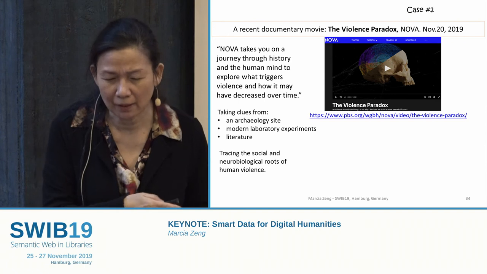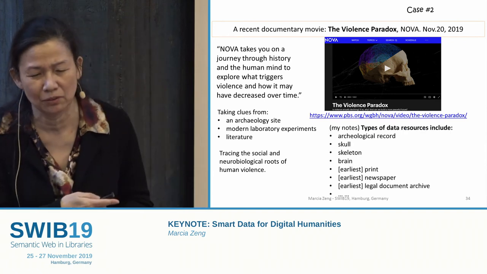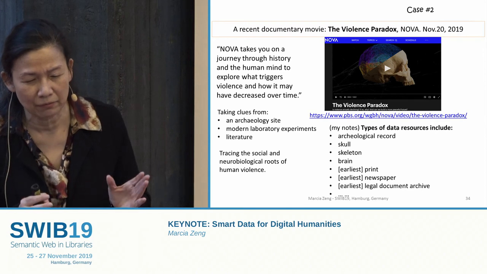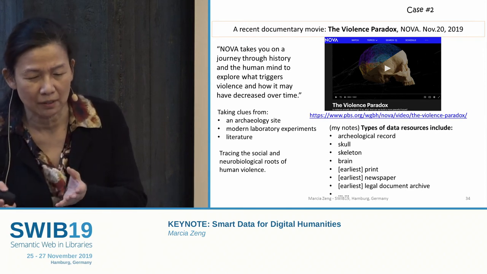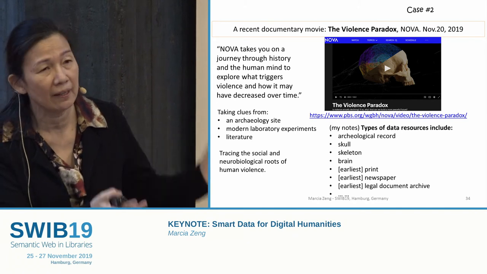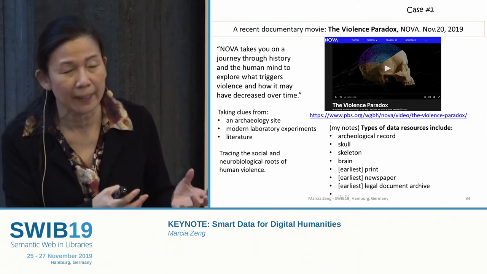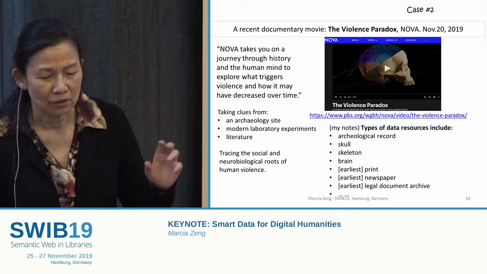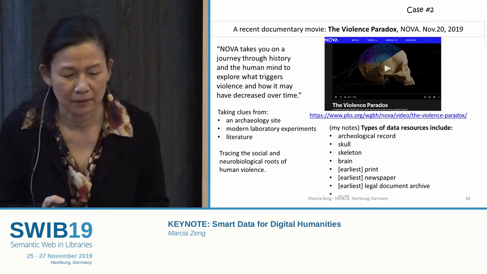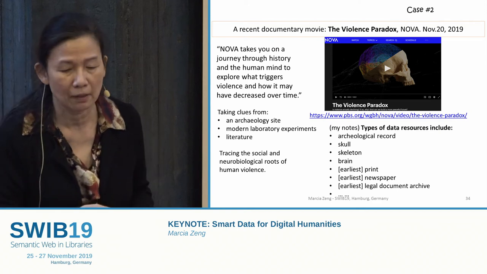Very interesting article. But what kind of data did they use? I made some notes. For example, you have the archaeological record, but a lot of research was based on the skull, the skeleton, and the brain. In addition, there is a huge amount of evidence from print, from newspapers, and from legal documents.